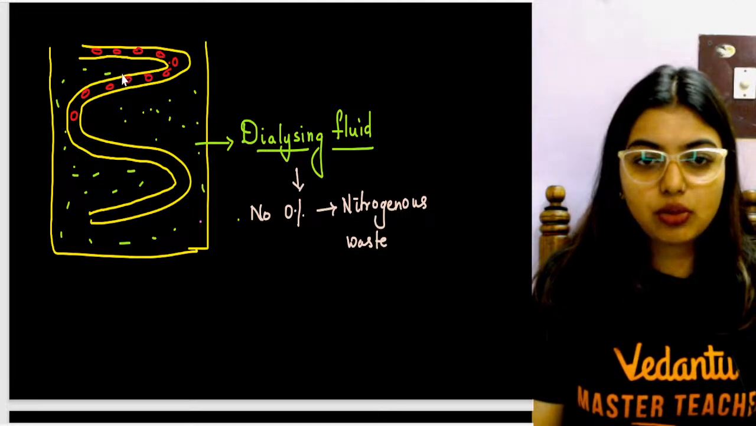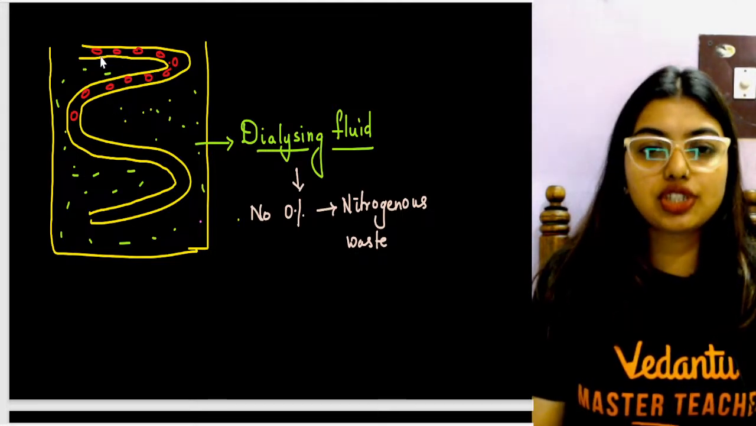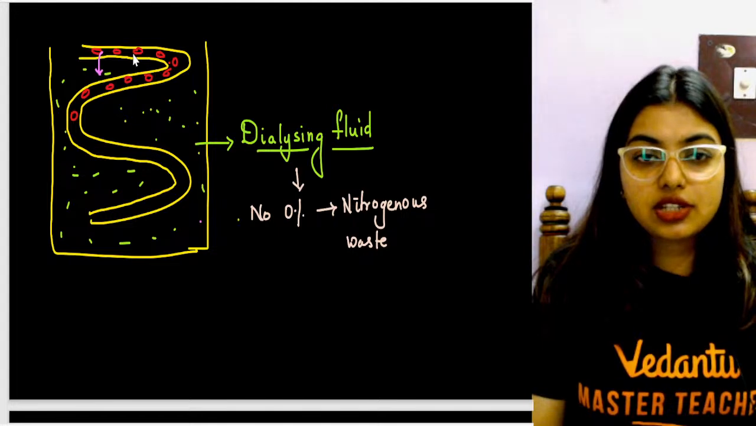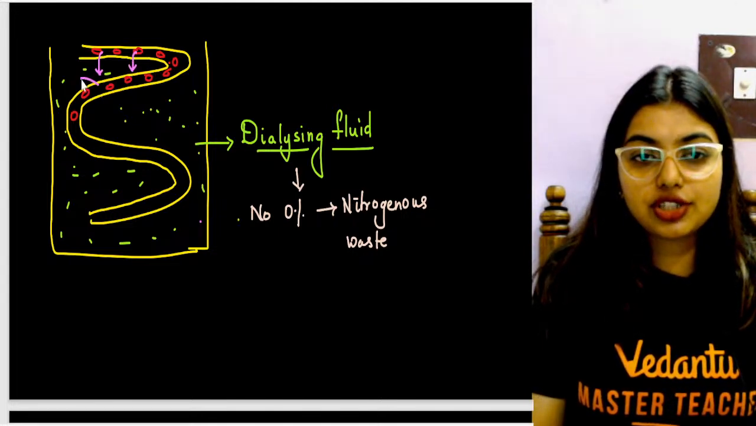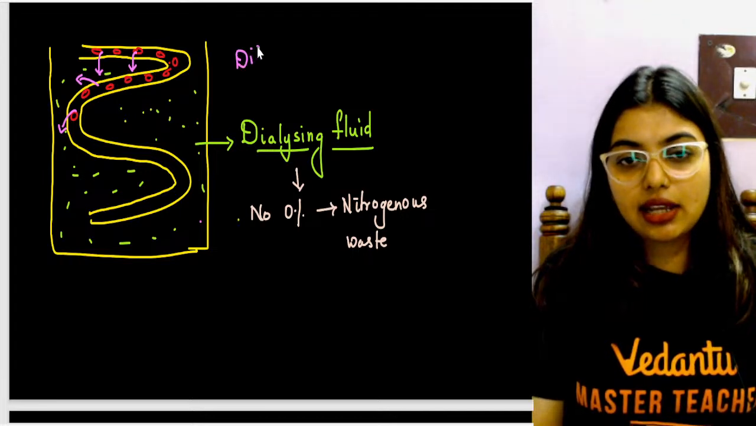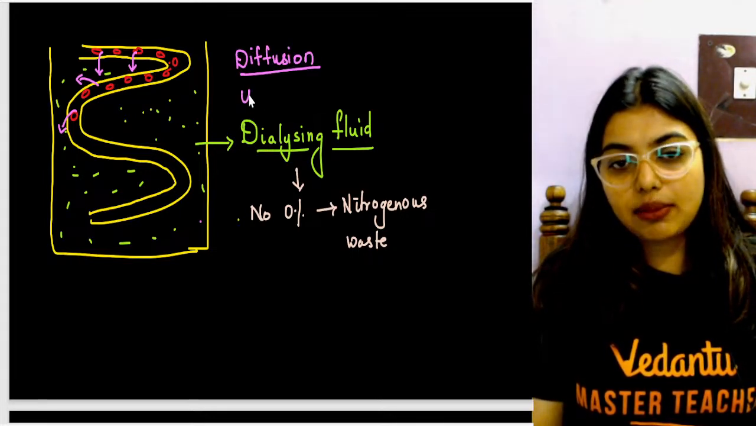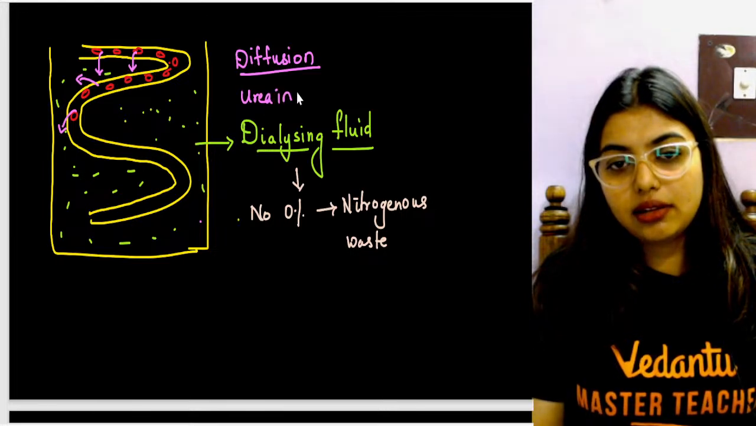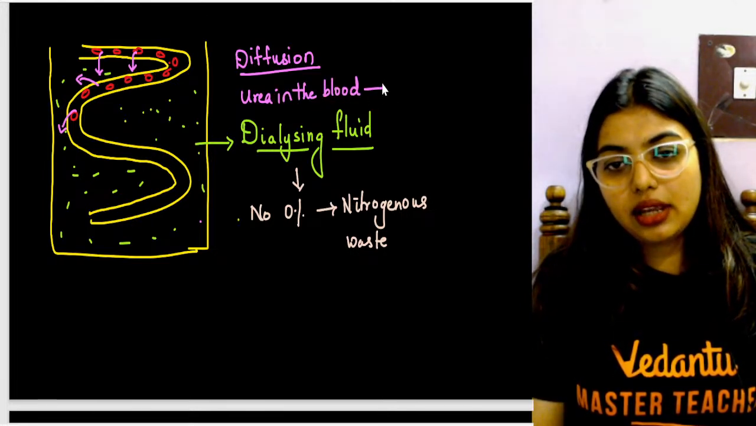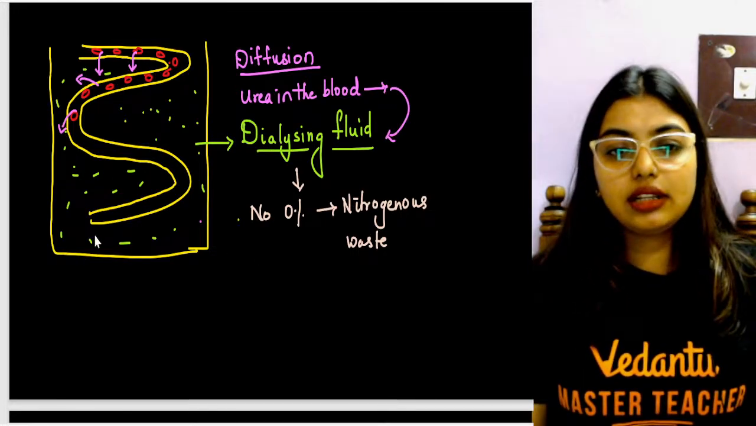Okay, so students, here what is going to happen, since in this dialysing fluid there is no nitrogenous waste, nitrogenous waste is going to move from a region of higher concentration to a region of lower concentration, with the help of normal diffusion. That means the urea which is in the blood is going to come out, going into the dialysing fluid. So later the blood will be taken in.